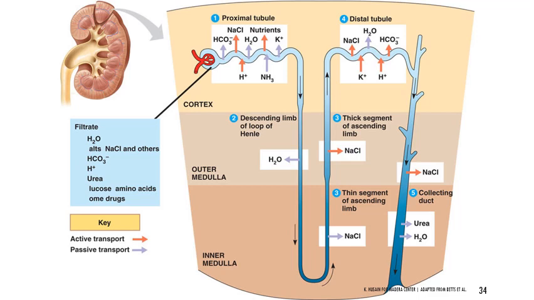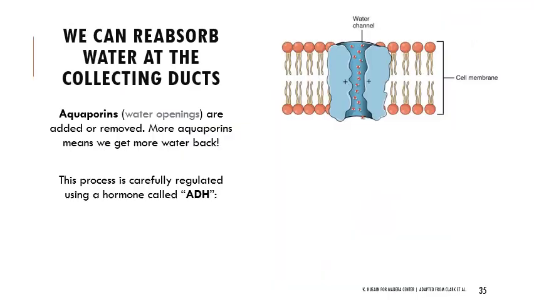And the amount of water that we take back in the collecting duct is controlled through hormones. So I wasn't going off on that for no reason. We're bringing it back to hormones. So in the collecting ducts, we have these aquaporins. Aqua means water, porin is an opening. So these are channels or openings that allow water to pass back into our body. And the more aquaporins we have in that collecting duct, the more water we're able to take back.